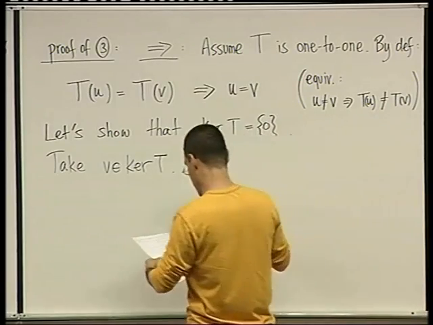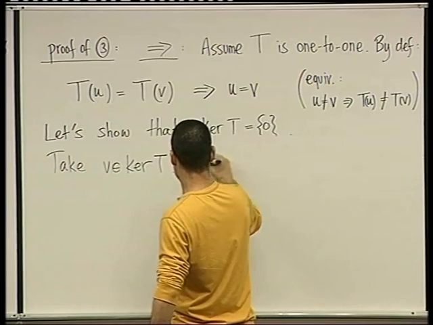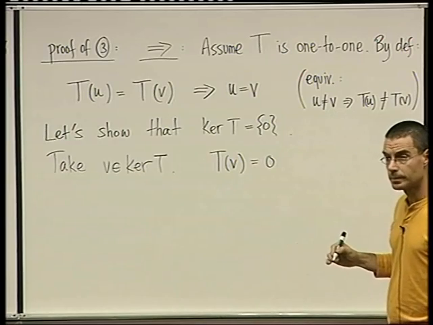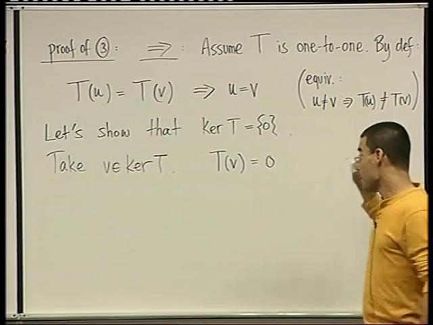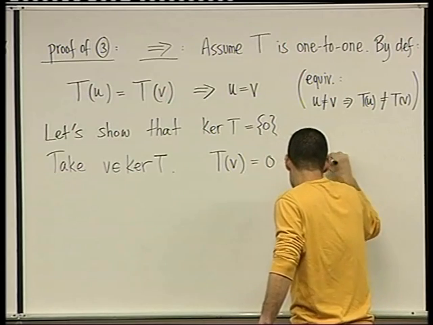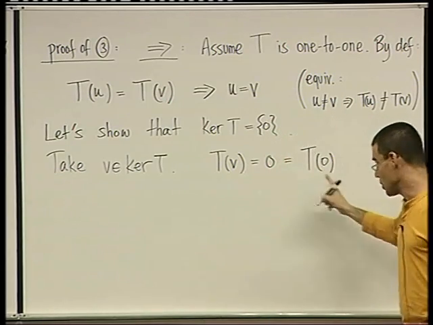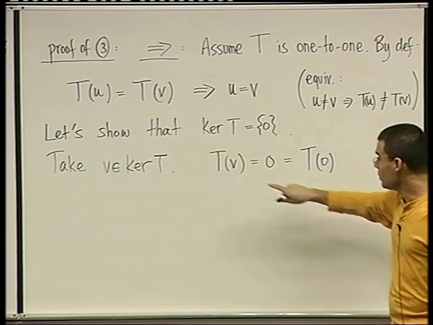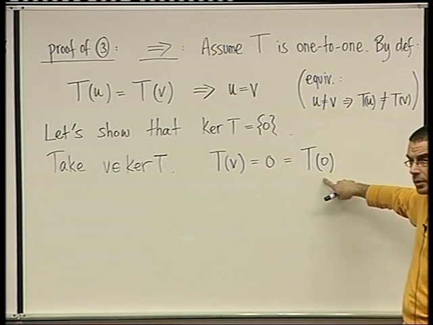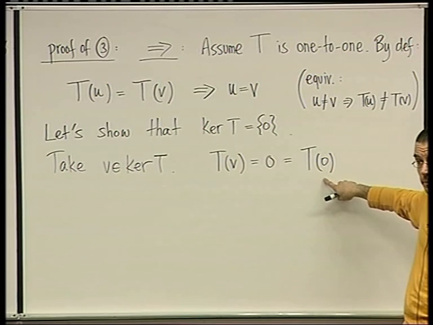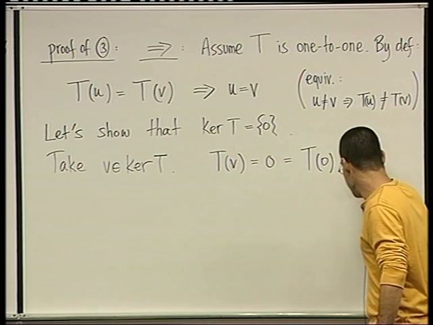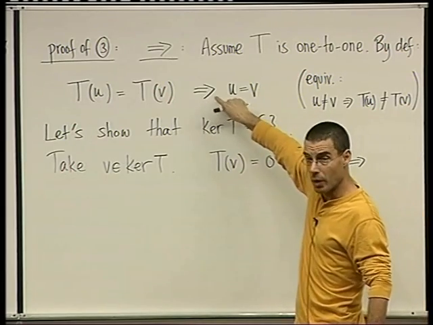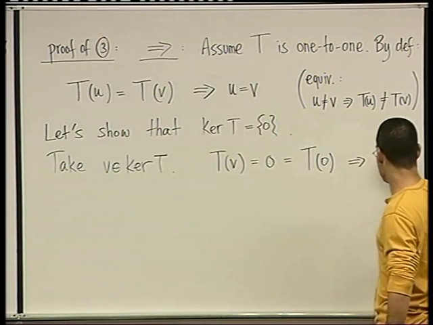So take V in the kernel. T of V is 0. Why? Because it's in the kernel. But we also know that T of 0 is 0. That's a general fact about linear transformations that we proved in the very beginning. Remember? So T of V and T of 0 are equal. Do you agree? And that implies T of V equals T of 0. We're assuming one-to-one-ness. That implies that V is 0.